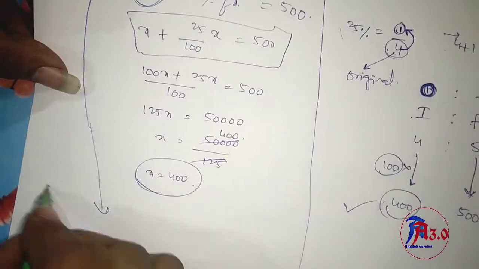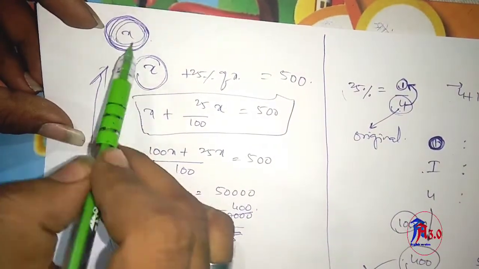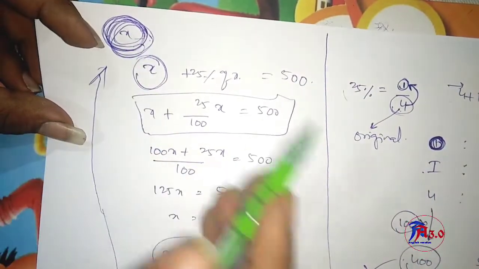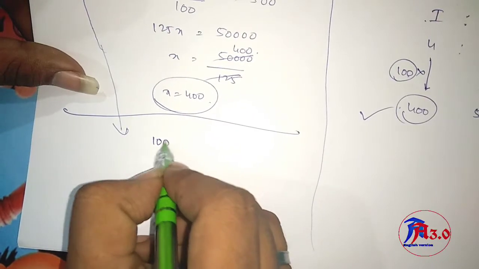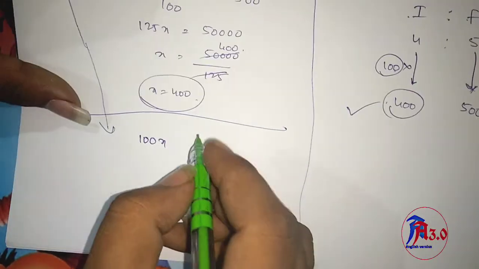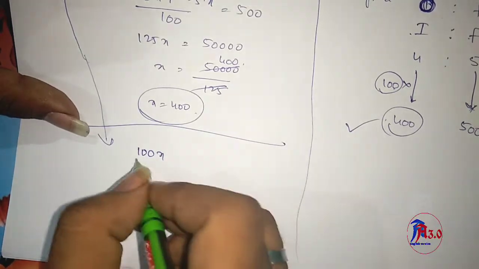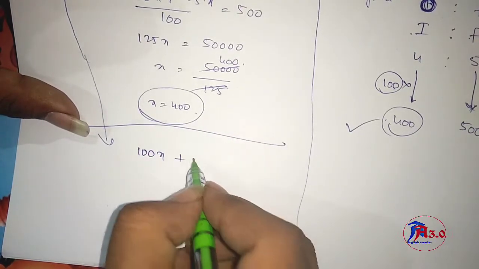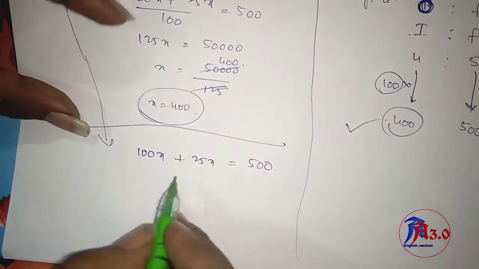Okay, we can solve without assuming x. We can solve this question in another format also. Let us assume the number as 100x, and what we have to add here is 25 percentage of 100x. So what will it become? 25x. Equals to, the number is 500.